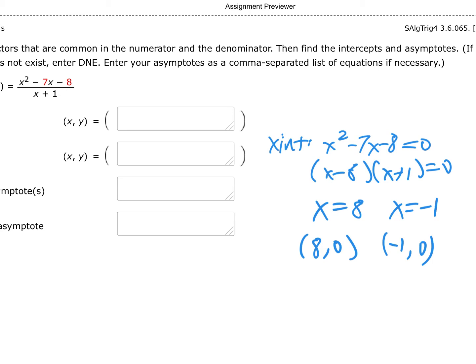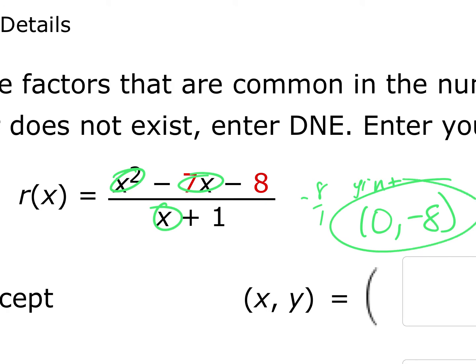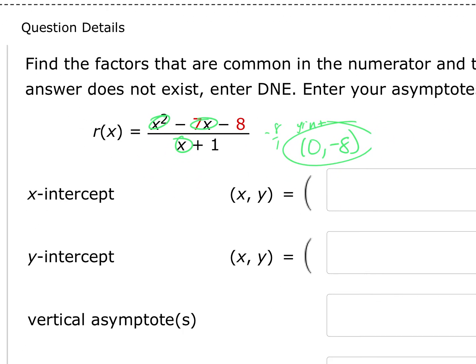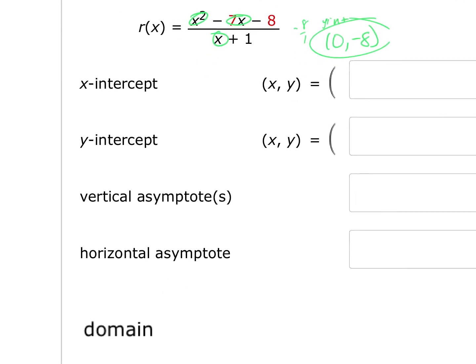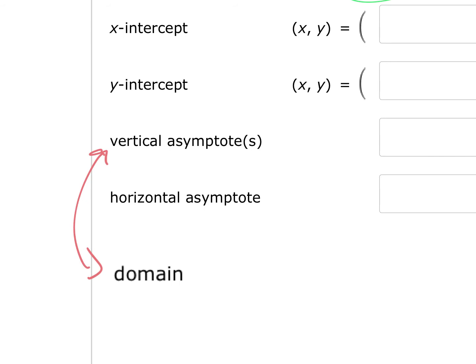That's fine. Now, as far as our y-intercept goes, remember, all we're doing is just plugging in 0. 0 here, 0 here, 0 here. What do I have? -8 over 1. So I have -8 over 1. So my y-intercept is at, when I plug in 0, I get out -8. Good job. Vertical asymptote. When I find vertical asymptote, I also find the domain. Very good.